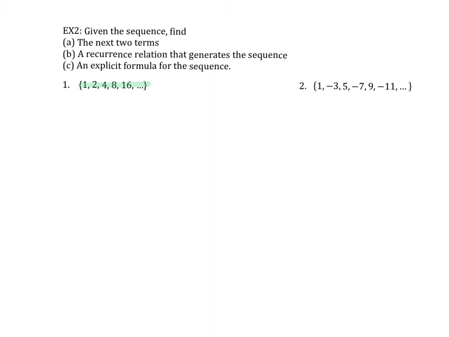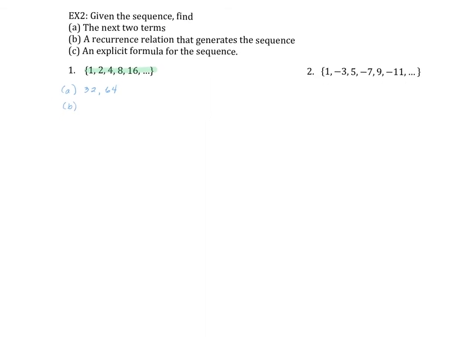So when I look at 1, 2, 4, 8, and 16, and I want to determine the next two terms, it looks like I'm doubling. 1 times 2, 2 times 2, 4 times 2, 8 times 2. 16 times 2 would give me 32. 32 times 2 would give me 64. So I determine the next two terms in my sequence.